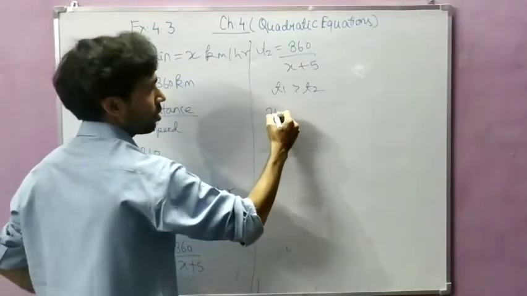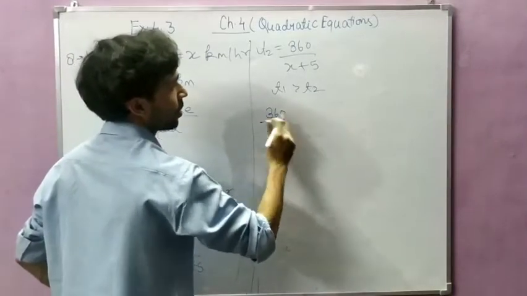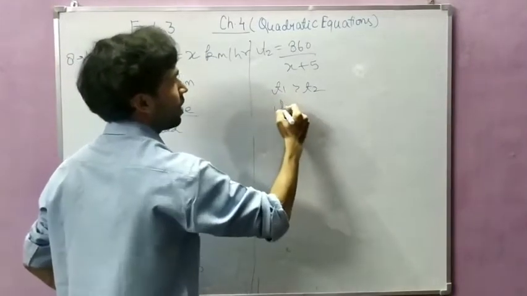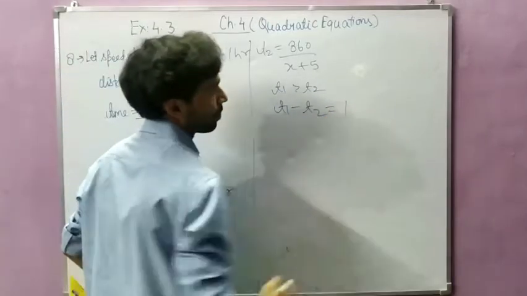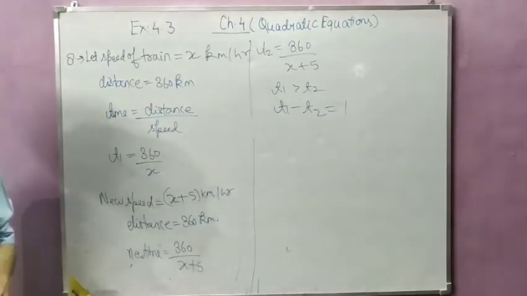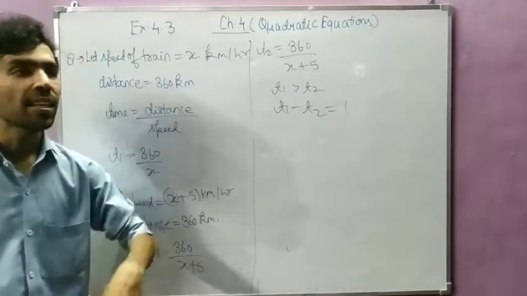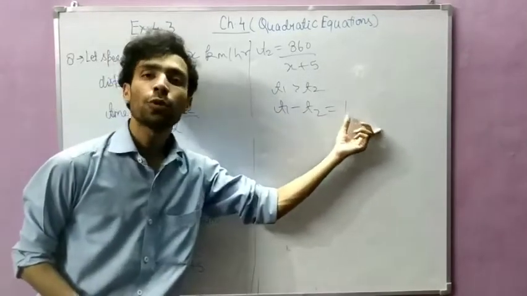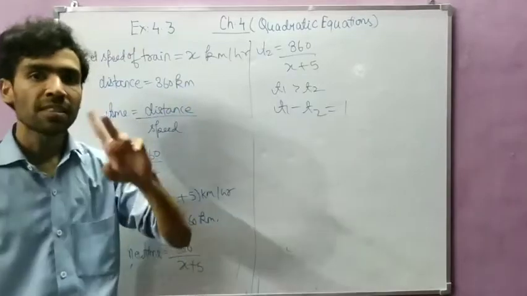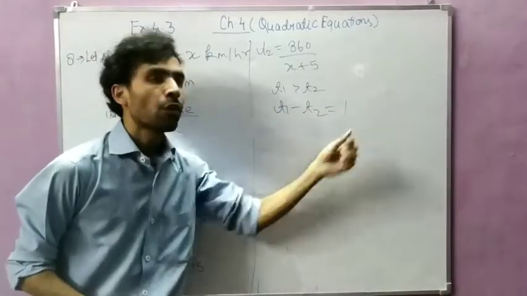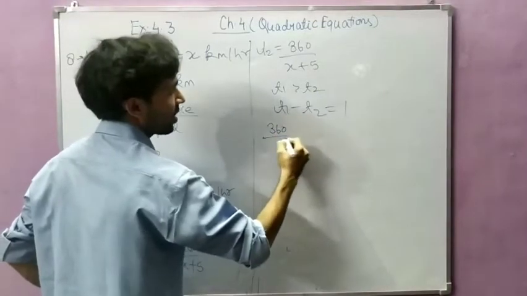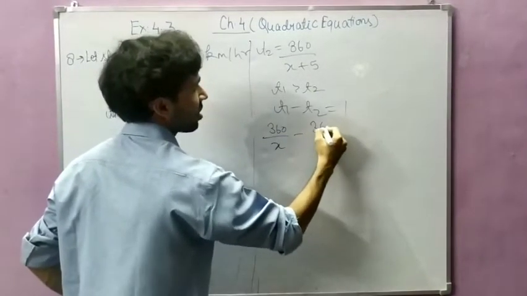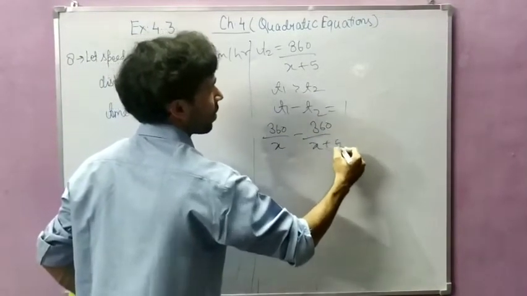So 360 upon x, 9. T1 minus T2, the difference of these two times, will be equal to 1, because it takes 1 hour less. Suppose it takes 2 hours less, so T1 minus T2 will be equal to 2. Because in the question 1 is given, T1 minus T2 equals 1. Now put the value. So it is 360 upon x minus 360 upon x plus 5 equal to 1.